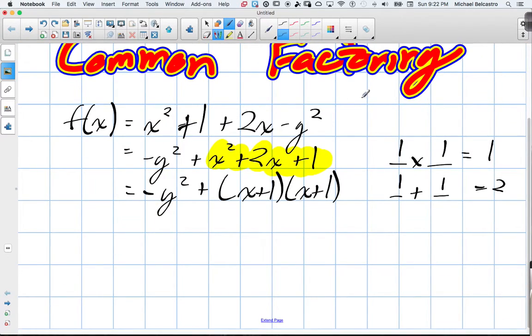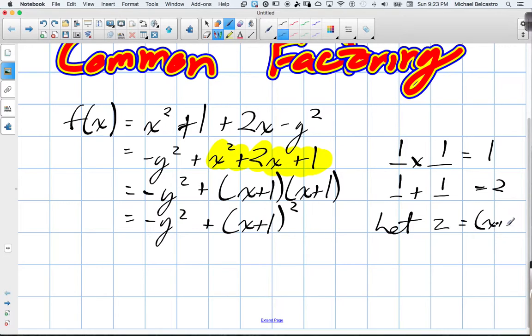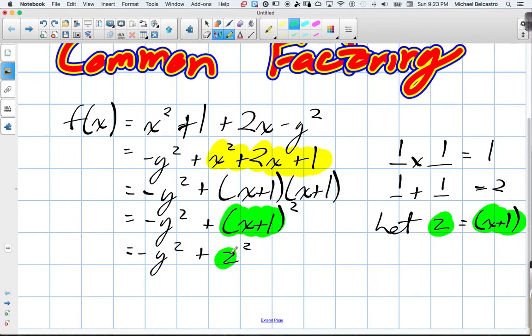So my common factoring was incorrect when I first wrote that. I can simplify this. This x plus 1 and this x plus 1, we can rewrite them as just x plus 1 squared. Now, what I'm going to do from here is use a let statement. I'm going to say let z equal x plus 1. What that means is we're going to replace the x plus 1 here with the letter z. So this is going to read negative y squared plus z squared. We'll highlight the z. So the z is what we replace that with.